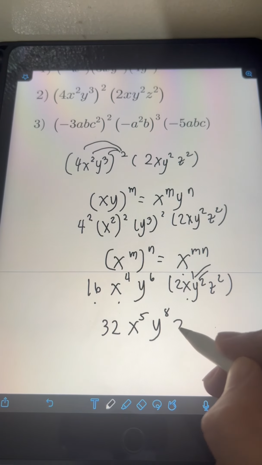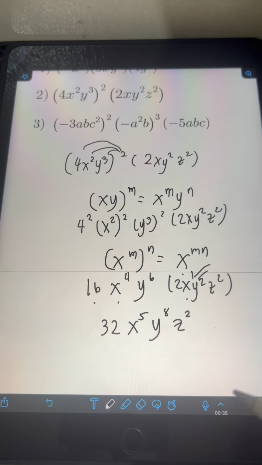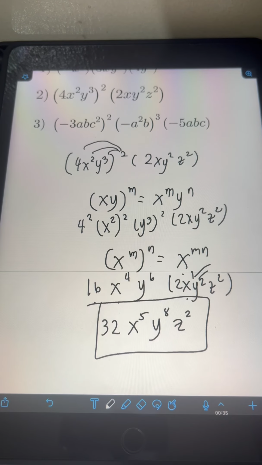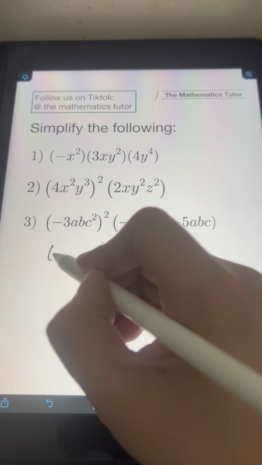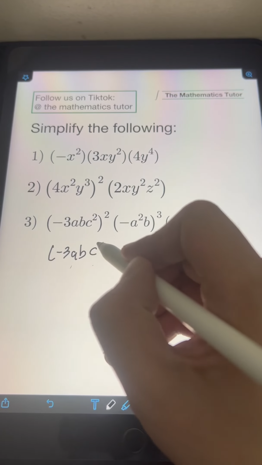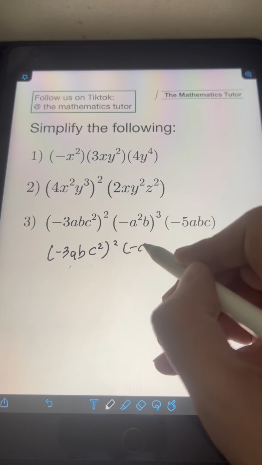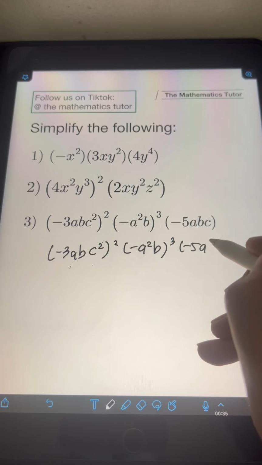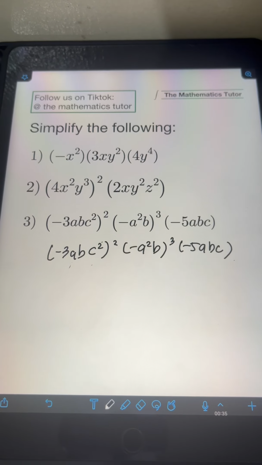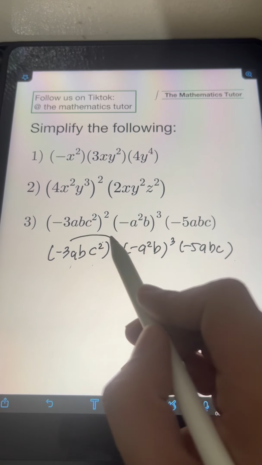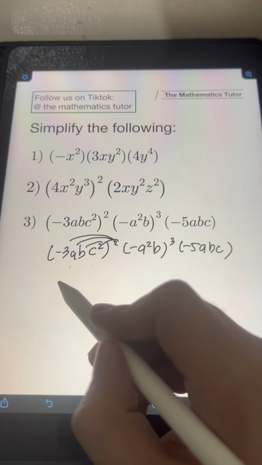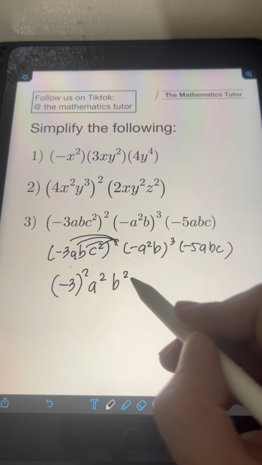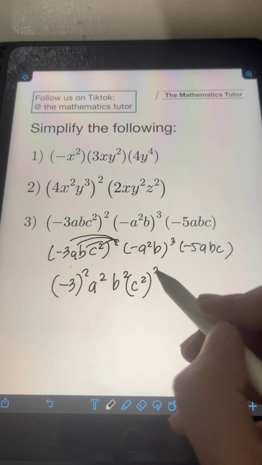Finally, we can just copy z squared because it's a unique factor. So the final answer is 32x to the 5th y to the 8 z squared. Next, let's have negative 3abc squared, quantity squared, times negative a squared b, quantity raised to the 3rd, times negative 5abc. Again, we distribute the exponent to every factor. So we have negative 3 squared, a squared, b squared, c squared, quantity squared.